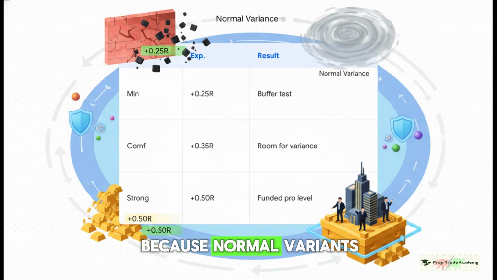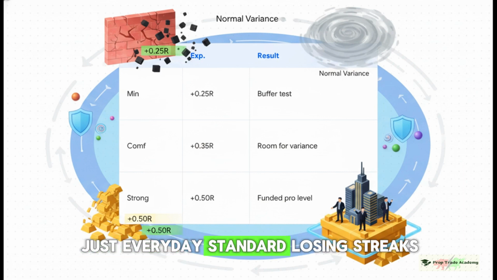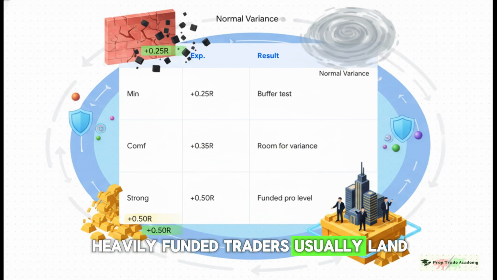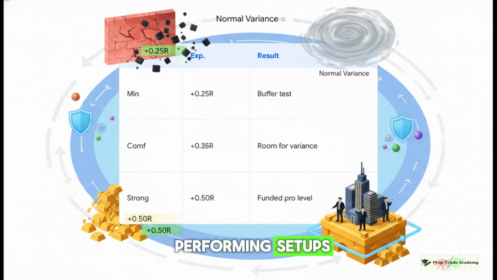Why? Because normal variance, just everyday standard losing streaks, will eat right through your drawdown buffer before the math can even save you. A comfortable strategy sits between 0.35R and 0.50R, giving you plenty of breathing room. And a strong expectancy is anything above 0.50R. That is where the consistent, heavily funded traders usually land with their absolute best performing setups.